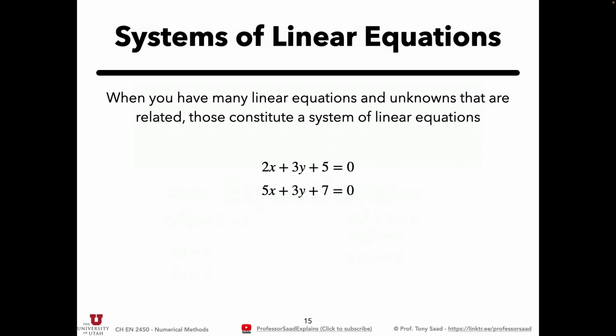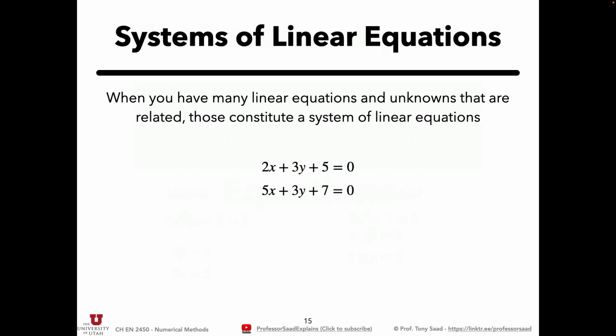When you have many linear equations that are connected to each other, typically you want as many equations as there are unknowns. Let's say you're tracking temperature and pressure in a system. Two unknowns, you need two equations. Three unknowns, you need three equations. So whatever system you're dealing with, you need to have as many equations as there are unknowns.